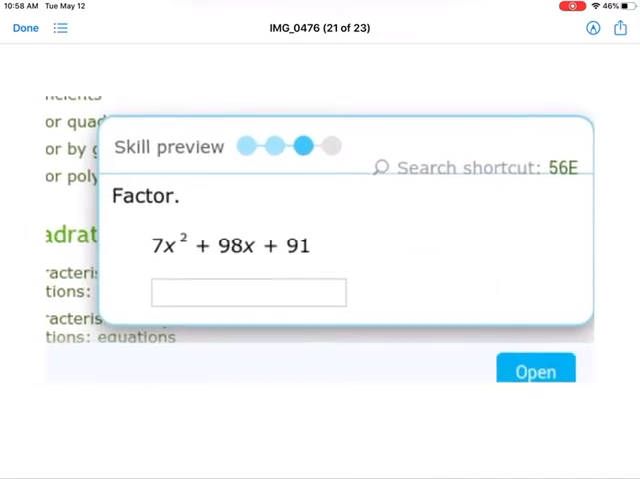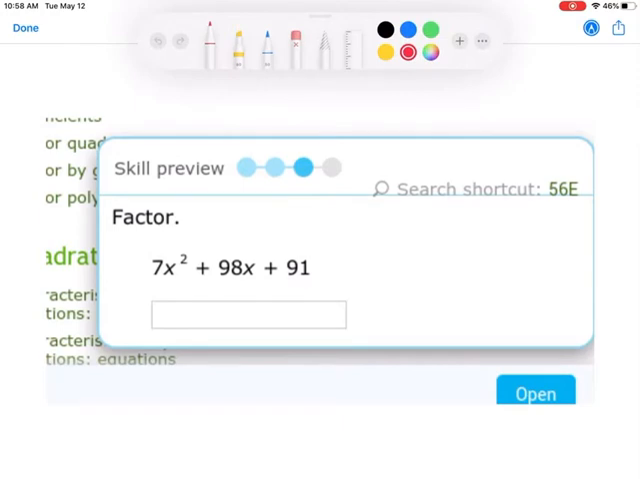Again, big numbers. Let me see if they all can be divided by 7. So I'm just going to do 7 divided by 7. Yep, that's obviously 1. 98 divided by 7. Okay, that's 14. 91 divided by 7. There we go, 13. All right, so again, take out the GCF. In this case, it is 7. Take out the GCF of 7. I'm left with an x squared plus 14x plus 13.